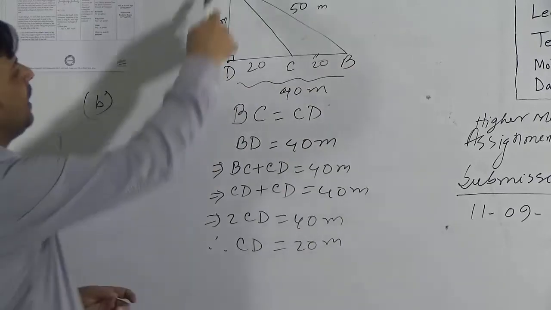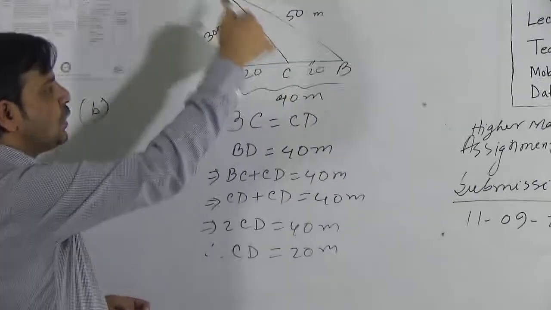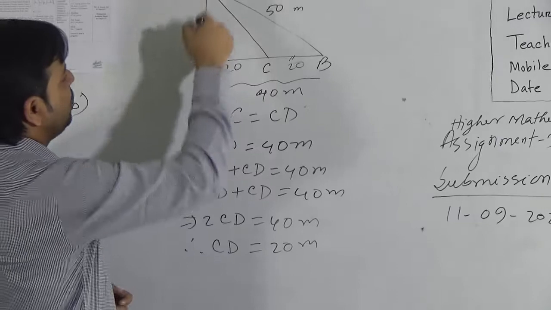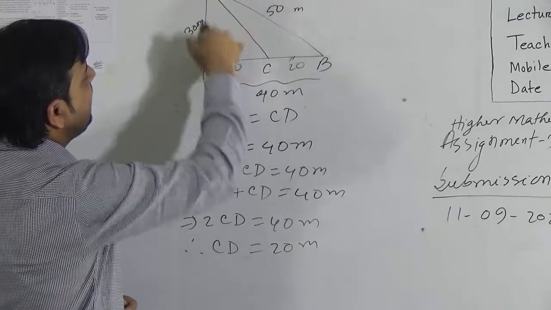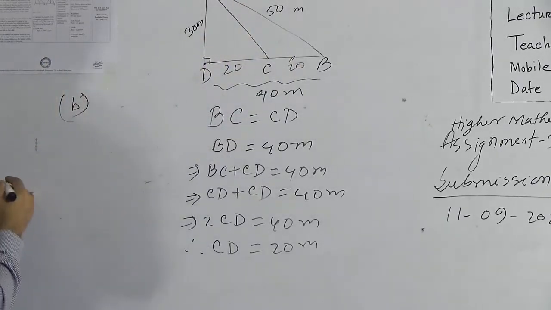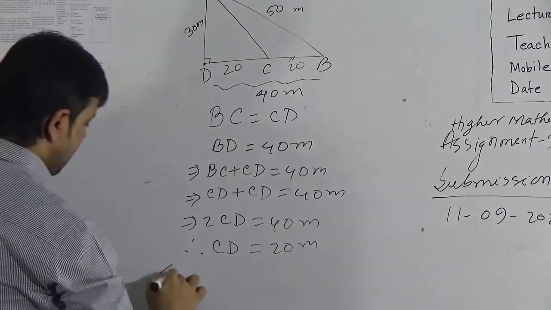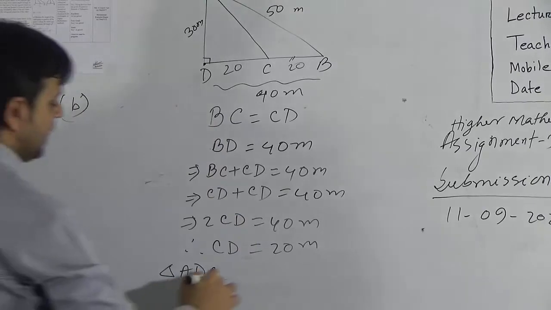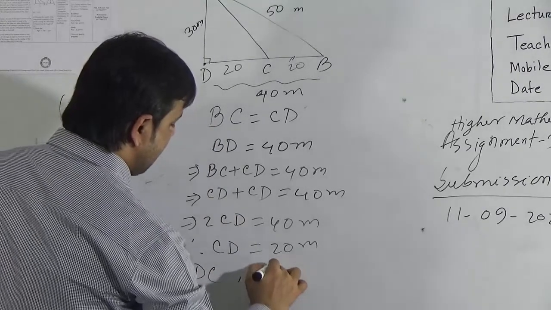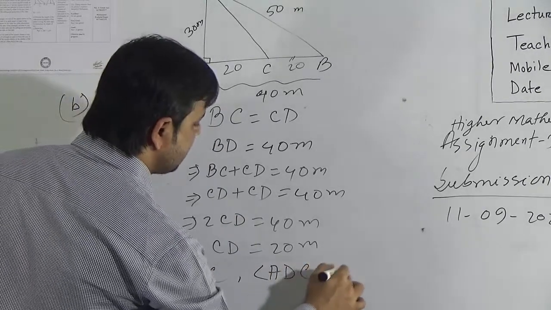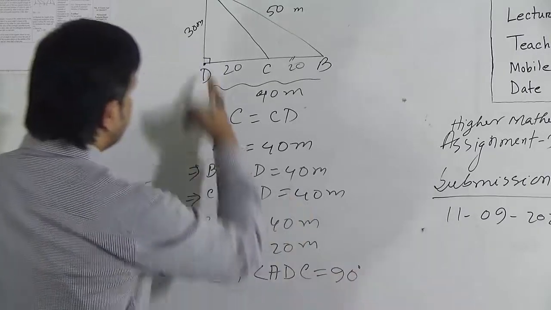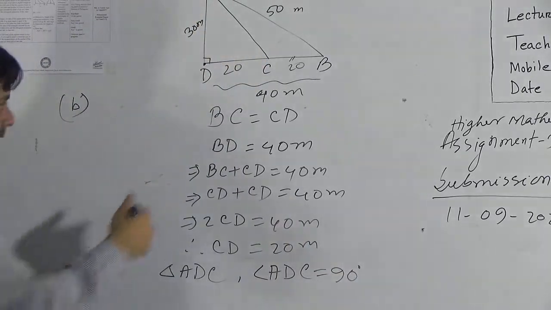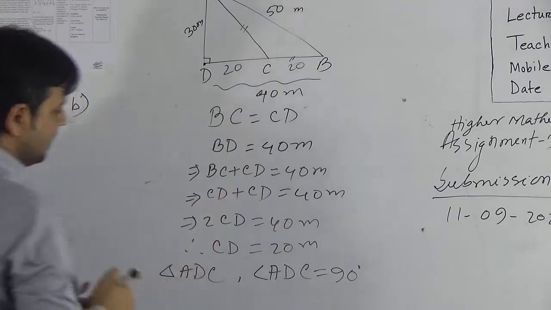Now we need to determine the length of AC. To determine the length of AC, we need to observe the triangle ADC. In triangle ADC, angle ADC is equal to 90 degrees. It means this is a right angled triangle in which AC is the hypotenuse.